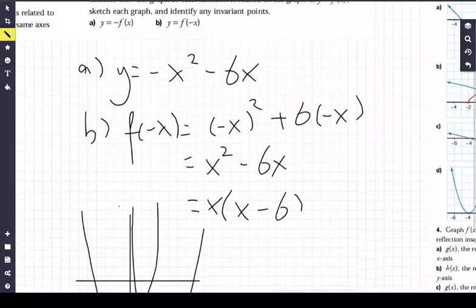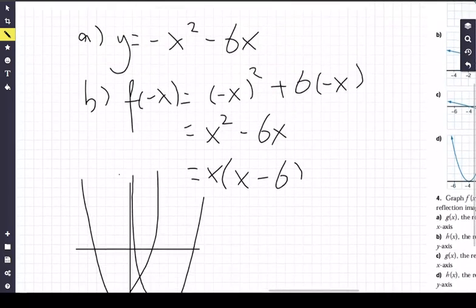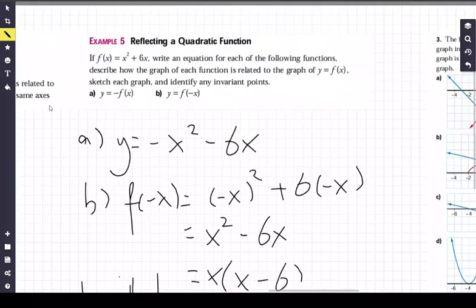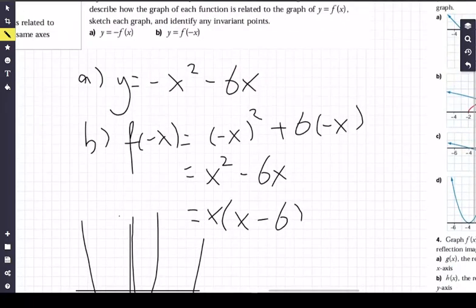Now, it also asks for something called an invariant point. So what exactly is an invariant point? This would play out so much better in Desmos, which I'm going to do right now, and I'm going to see if I can take a screenshot of it and give it to you. But the invariant point is where, even after I do some sort of crazy transformation, there's literally no change. So let's say our original function was x squared plus 6x, and now our new function is y equals x squared minus 6x.